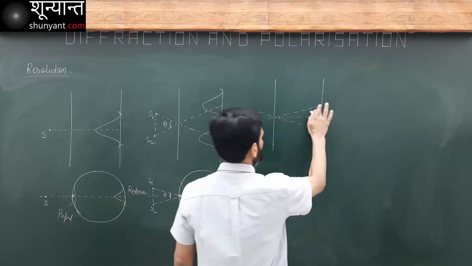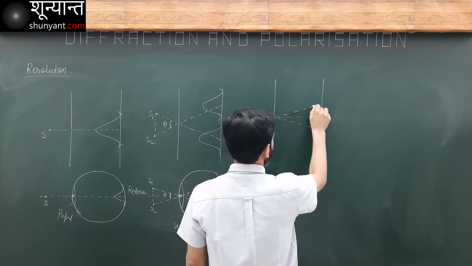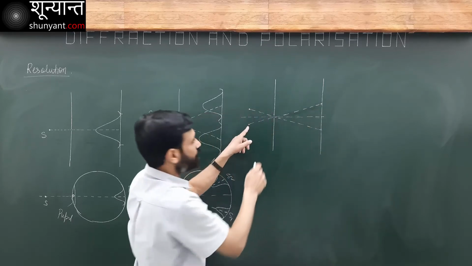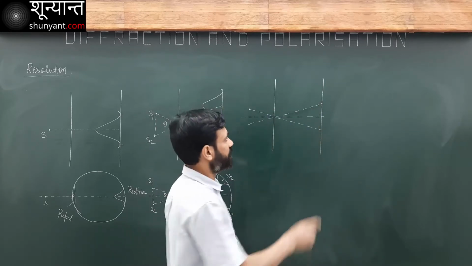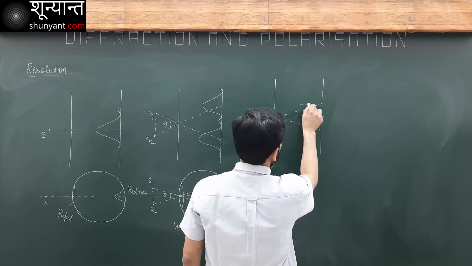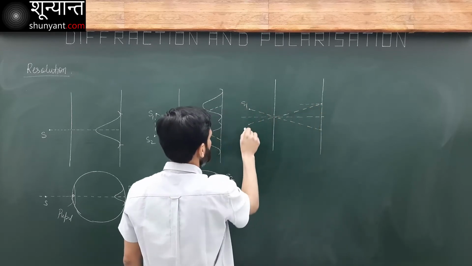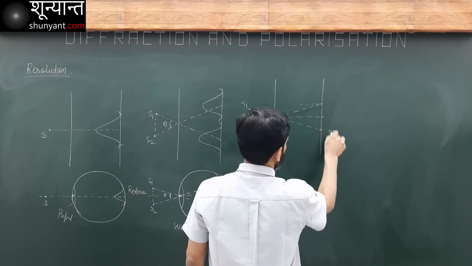Now the diffraction patterns form. This will have its own maxima, and this will have its own maxima, and then there will be minima. Now the diffraction pattern of the first one. This is S1. This is S2.